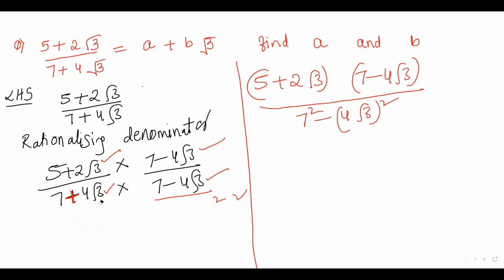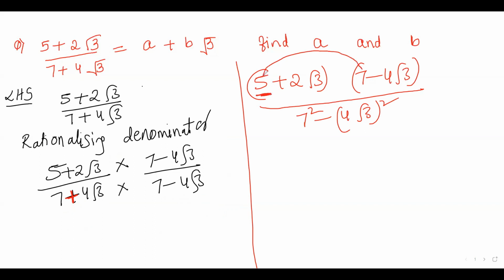Understood? So now multiplication should be done in the numerator. I will show how to multiply. Firstly with 5. Let us start multiplying with 5.